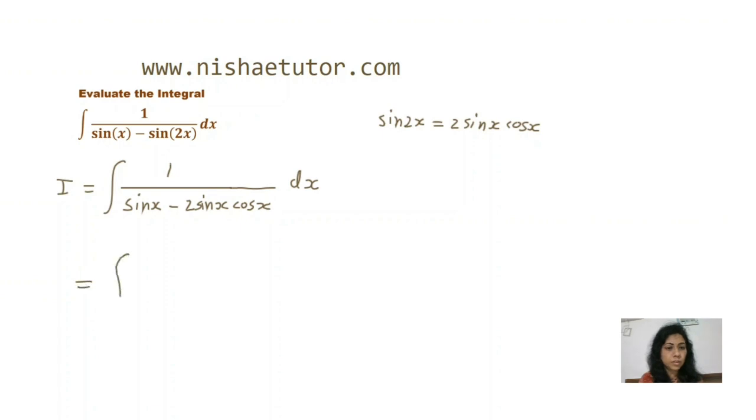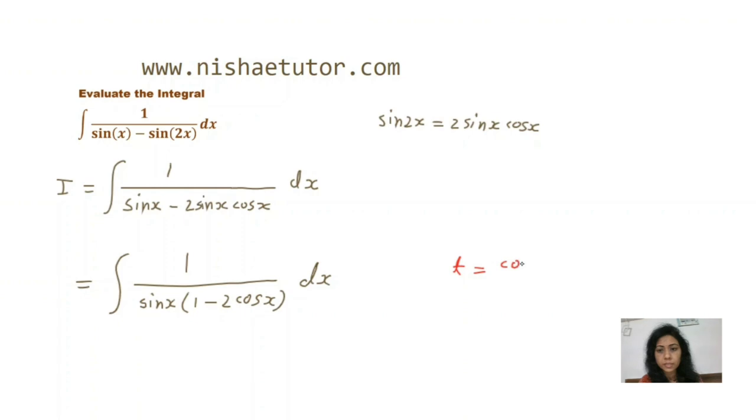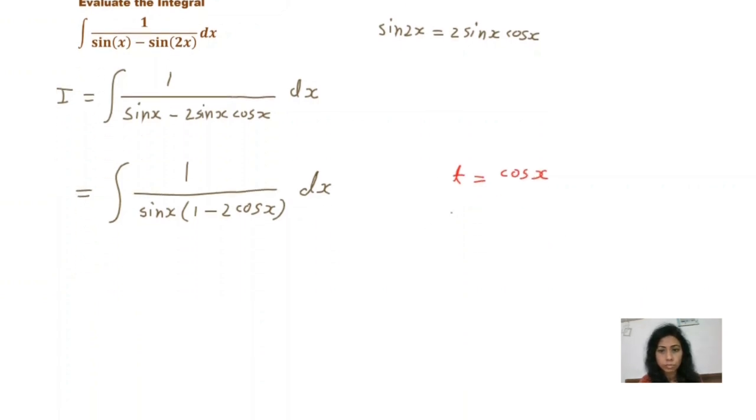Now here from the denominator we can take common sin x. So sin x times (1 minus 2 cos x), since sin x is already taken out. Now we can substitute here t is equal to cos x. So when we differentiate both sides, this will be dt is equal to minus sin x dx.